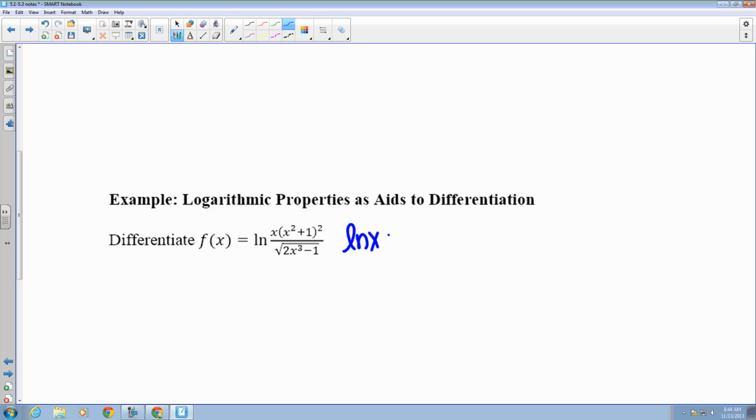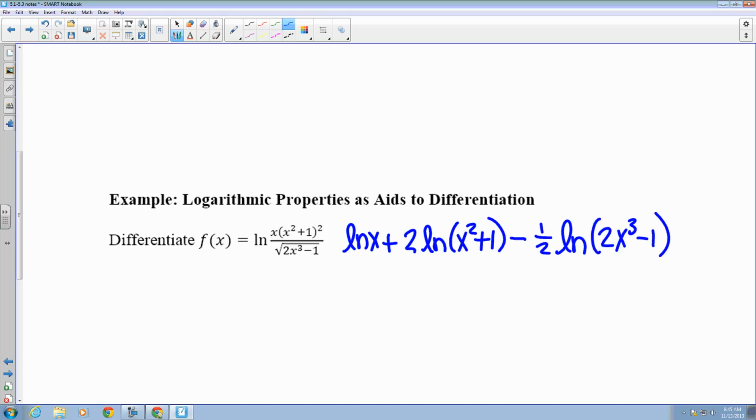Natural log x plus 2 times the natural log of x squared plus 1 minus 1/2 natural log 2x cubed minus 1. Take the derivative of each one of those terms.